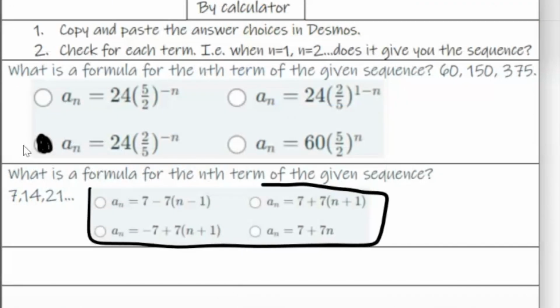Now you're going to do that. Plug this into the calculator. Then check when n is equal to 1, does it give you 7? When n is equal to 2, does it give you 14? When n is equal to 3, does it give you 21?